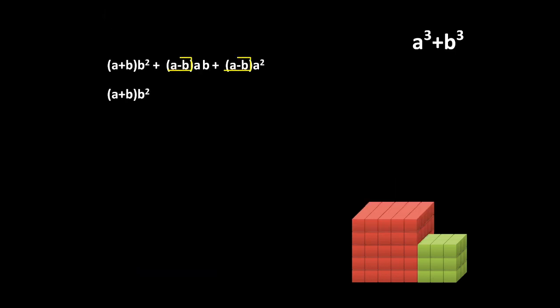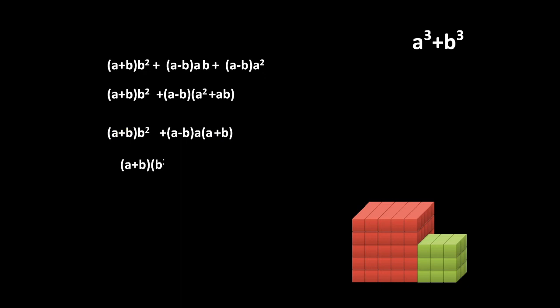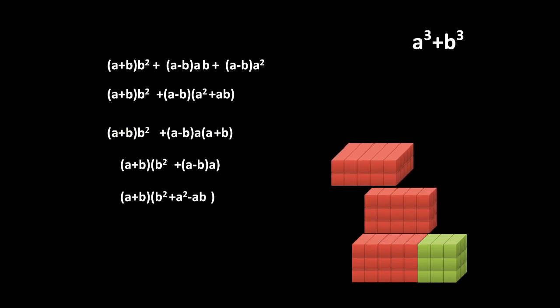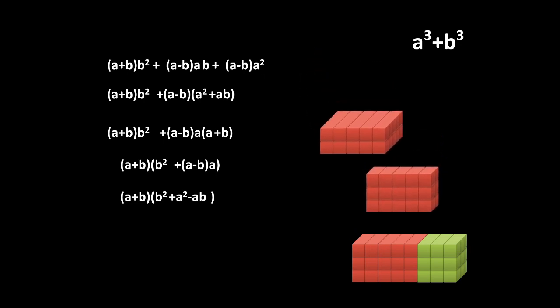Now to solve this expression, we take a minus b common from last two terms. Here we get a common from last expression. Second term we have a minus b into a plus b. Now we take a plus b common from these two terms. And here is the result, product of binomial into trinomial, that is factorization of sum of two cubes, geometrically as well as algebraically.